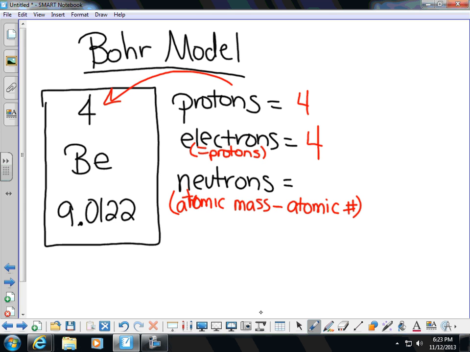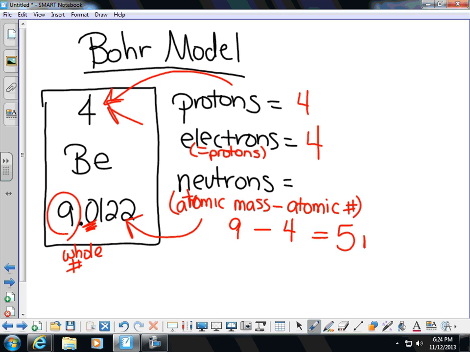So this is our atomic mass, and we have to create a whole number. In this case, we look at the first digit after the decimal. If it's 5 or higher, we round this number up. It's 0, so it stays the same. So the atomic mass is 9. We subtract our atomic number, which is 4, which gives us 5 neutrons.